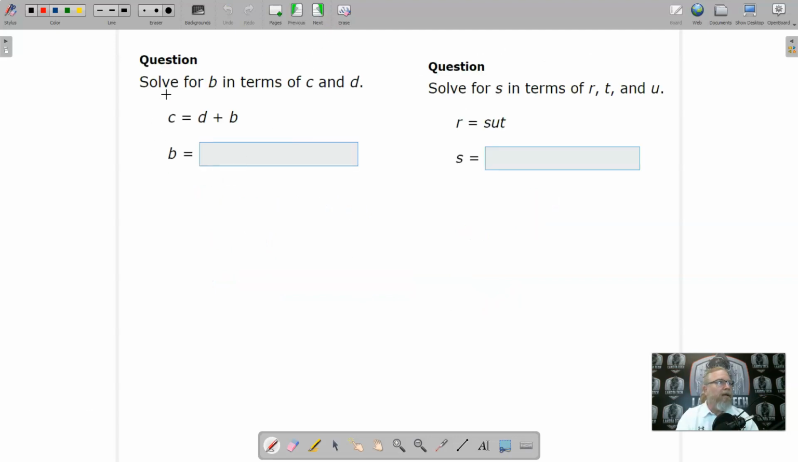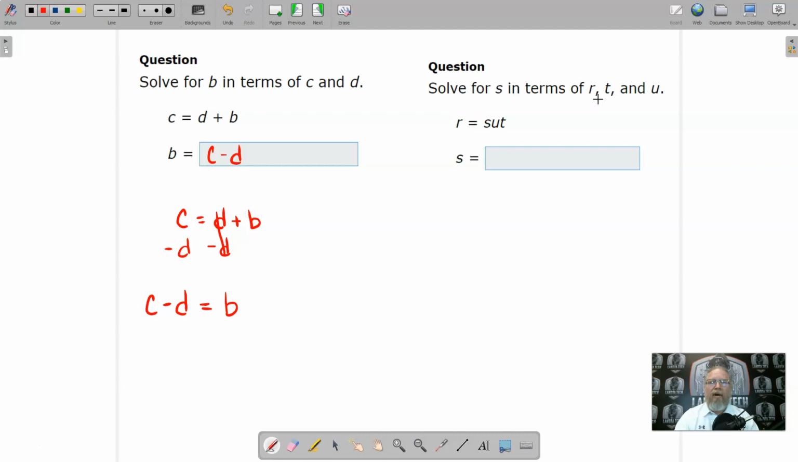On the next one, solve for b in terms of c and d. So right now I have c equals d plus b. Well, I want to get to where just the b is by itself, so let's find the b in the equation. It's here. It has a d added to it, so we need to subtract d from the right, and we need to also do it from the left as well. What we do to one side, we do to the other. The d and the negative d are going to cancel each other, leaving us with b on the right, and then c minus d is c minus d. So b equals c minus d.